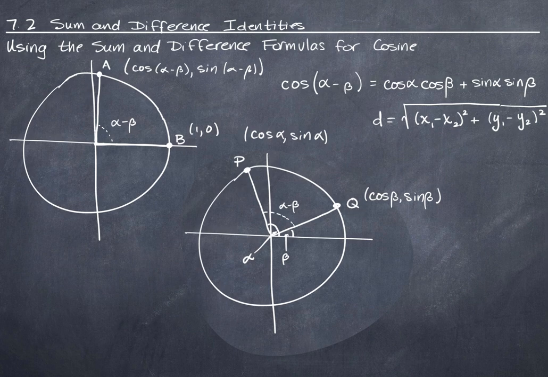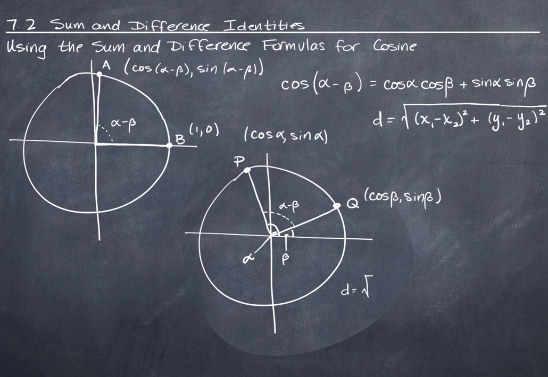Now, the coordinates of the points that we're interested in for the first case are P and Q. So the coordinates are cosine alpha, sine alpha, and cosine beta, sine beta. The x-coordinate of my first point is cosine alpha, and the x-coordinate of my second point is cosine beta. That's what's going to go here and here. The y-coordinate of my first point is sine alpha, and the y-coordinate of my second point is sine beta. So I'm going to use those details to fill in this formula. I'm going to write it down here because I don't have a lot of space.